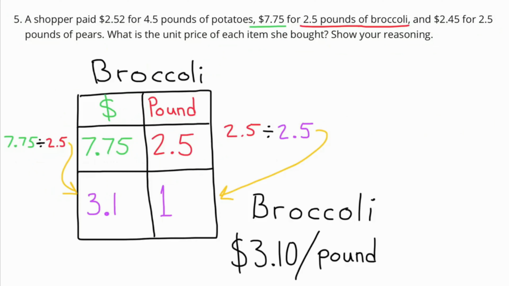Broccoli was $7.75 for 2 5/10 pounds. So again, we need to get the pounds to its unit price. So 2 5/10 divided by 2 5/10 equals 1 pound. Now we need to divide $7.75 by 2 5/10, and that is 3 1/10. She paid $3.10 a pound for broccoli.